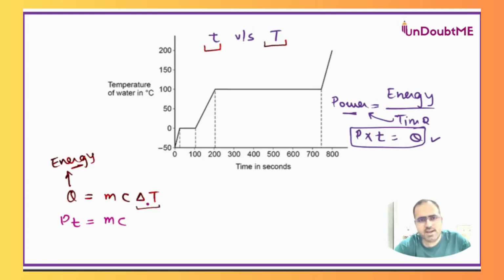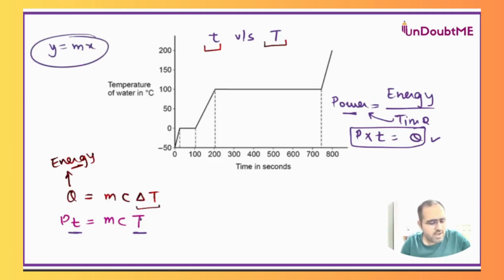As I was saying, delta T will be T2 minus T1, but just as an indicative variable, we can consider it as capital T. Now here you have to understand that the graph is made between T and t, temperature versus time, where temperature is on the y-axis. So if I want to convert that into the form y is equal to mx, then I have to make capital T the subject. So I'll write capital T is equal to P over mc times t.